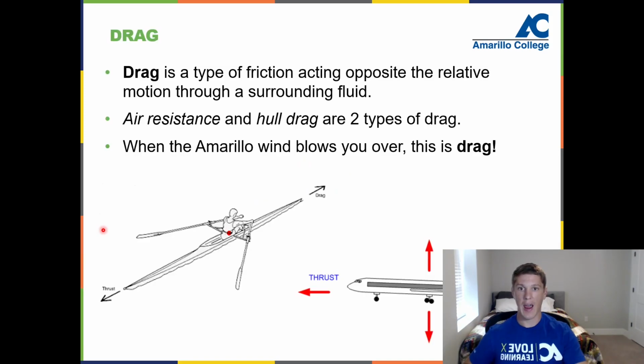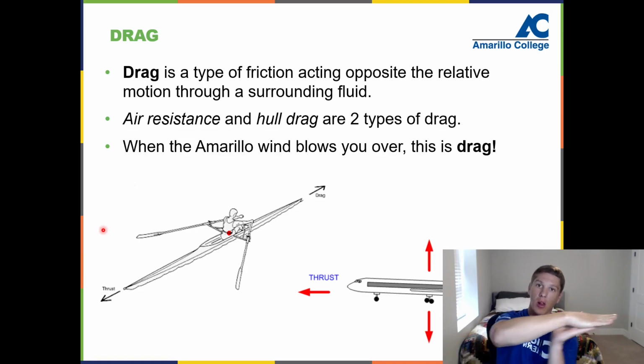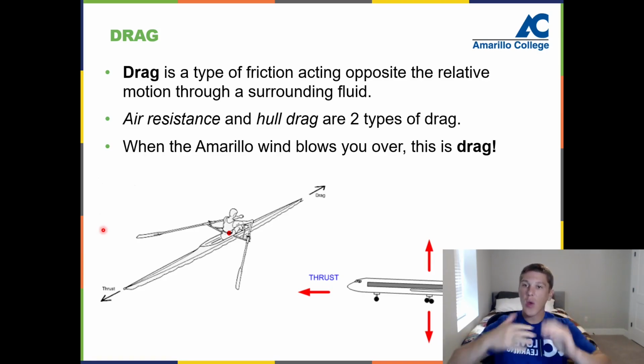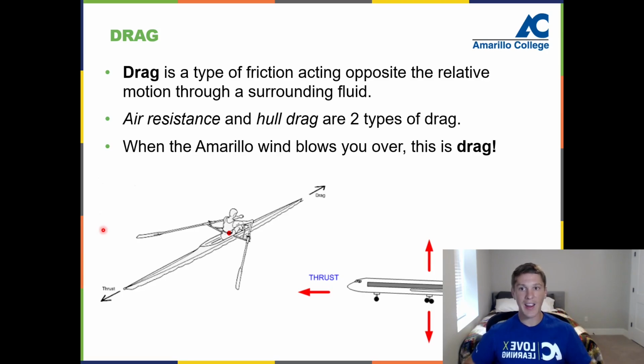Okay, so now that we've talked about friction, let's talk about a specific type of friction, which we call drag. The friction that we talked about previously is friction between two solid surfaces. If I have two solid surfaces in contact and relative motion between them, we call that friction. Drag is a specific type of friction that occurs between a solid surface and a surrounding fluid. We have two main types of drag that we're going to talk about.